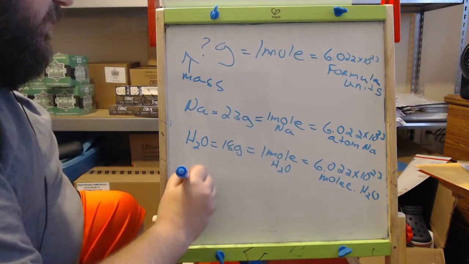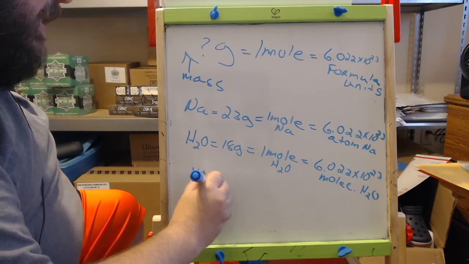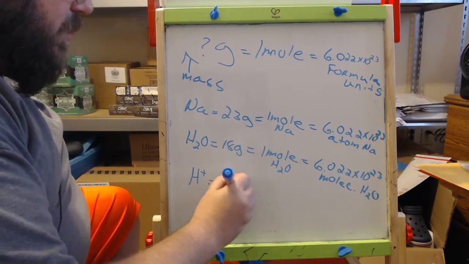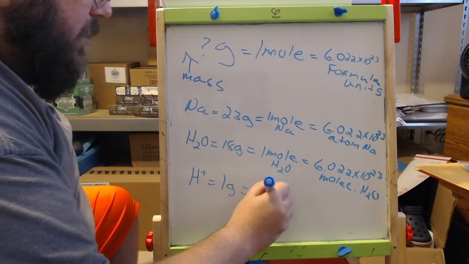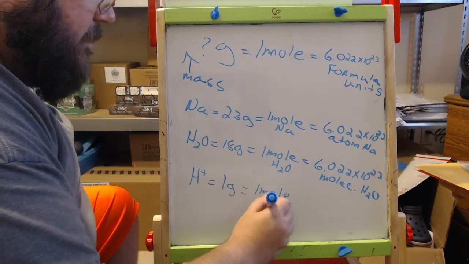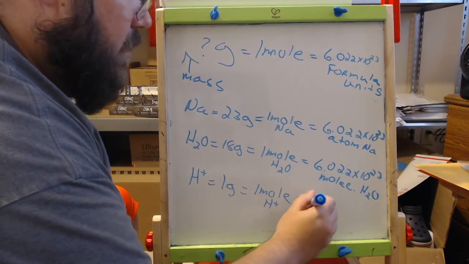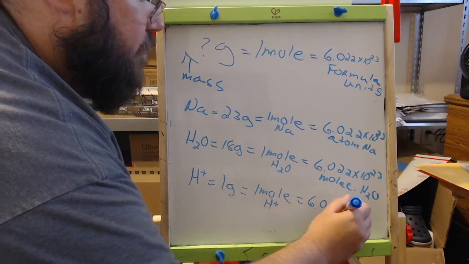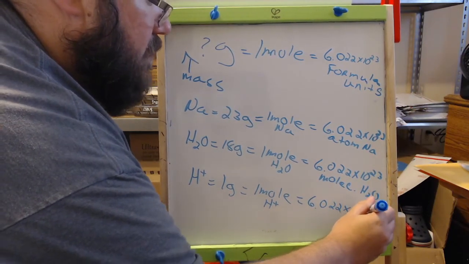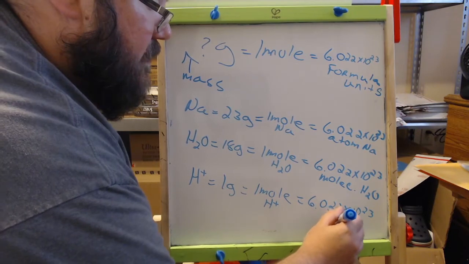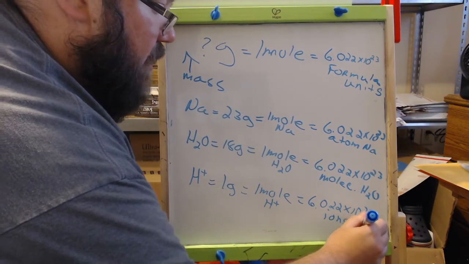Okay, hydrogen is 1. Let's imagine it's a hydrogen ion. Hydrogen is 1 gram. That would be 1 mole of hydrogen ion, which is equal to 6.022 times 10 to the 23rd ions of H+.